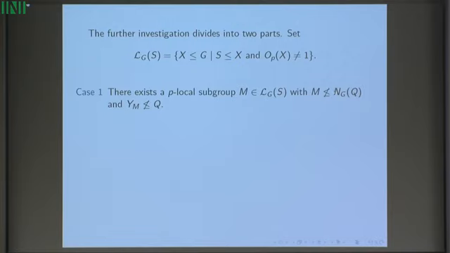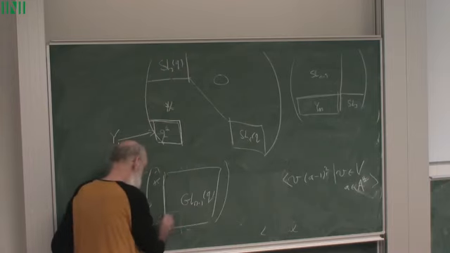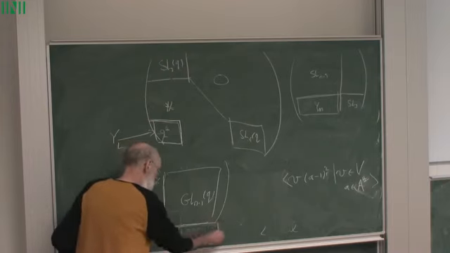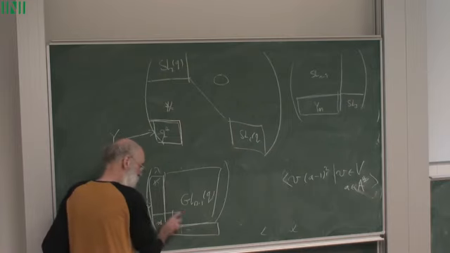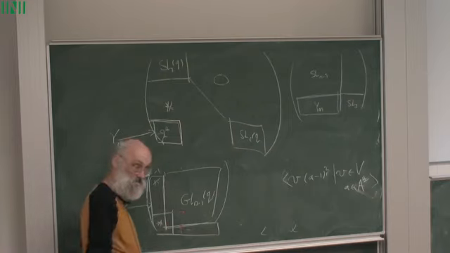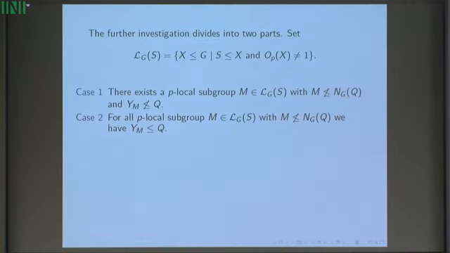So this would be one of those. Look, here's this Q to the 4 and it's visibly not in this OP because it sits like that. Or we could have for all P local subgroups M that contain S and M is not in NGQ, we could have YM is in Q. That's plainly two different cases.